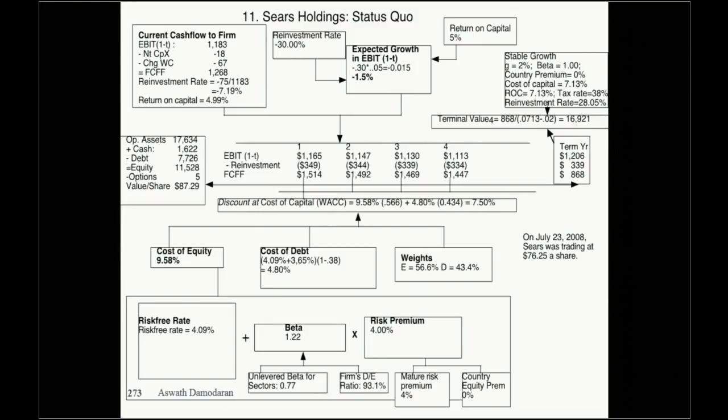Bottom line is, with those numbers, the value that I get for the operating assets is 17.6 billion. Add cash, subtract debt. Here's one of the glories of valuing a company in decline: those options are probably going to be worth nothing because they were granted when their stock price was actually something. So one of the few bonuses you get as an investor is the options are worth nothing. Value per share that I got was $87.29.